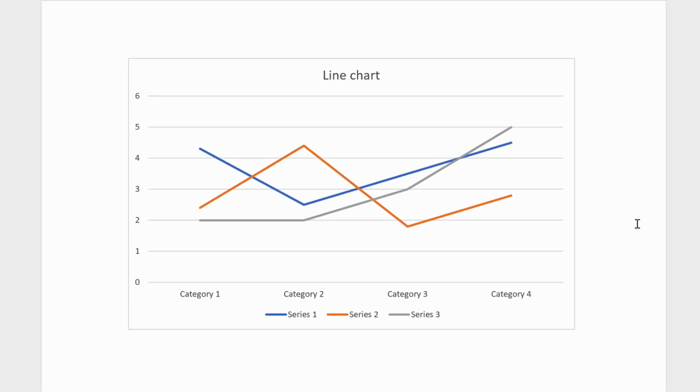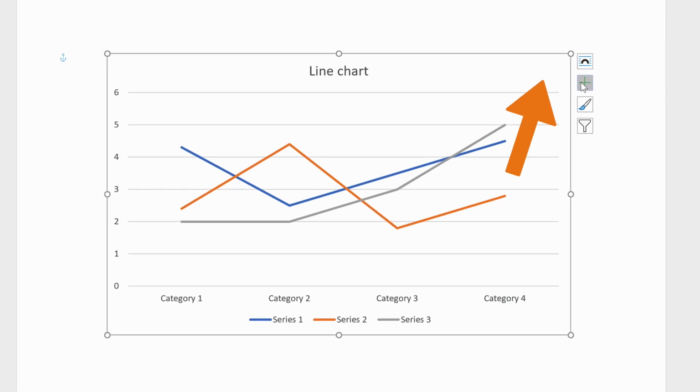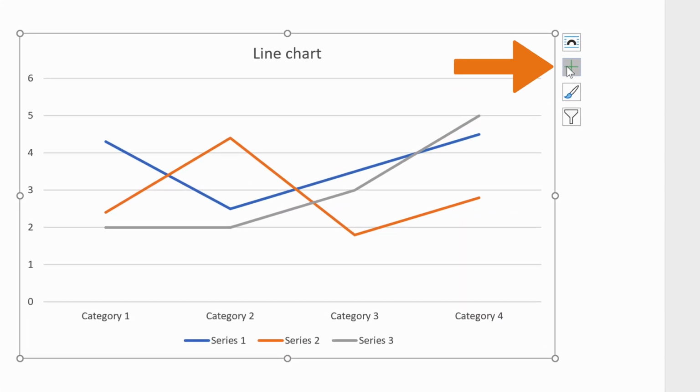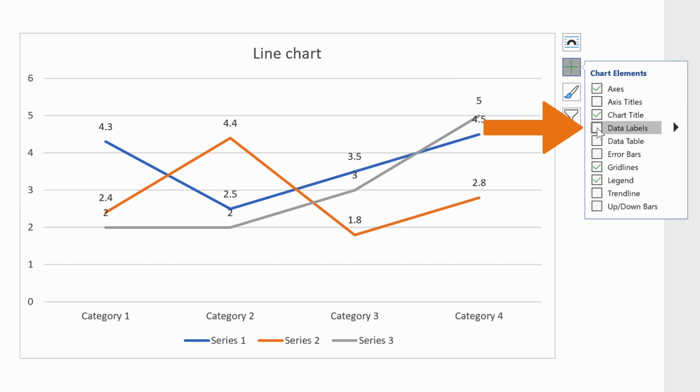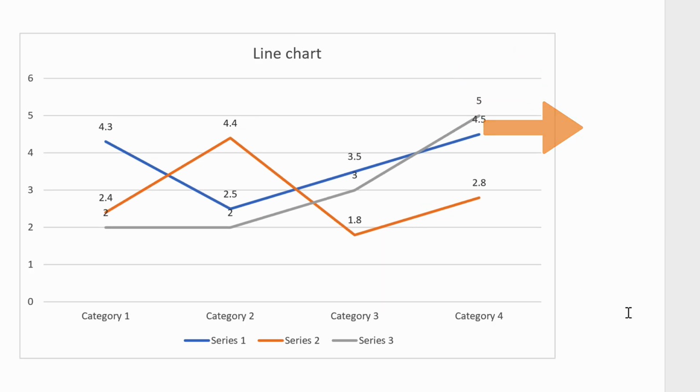If you want to add or remove different elements such as chart title, data labels, legend, axes, or trend line, click on a blank space and select the Chart Elements button on the right. You can add data labels by checking the box next to this option.